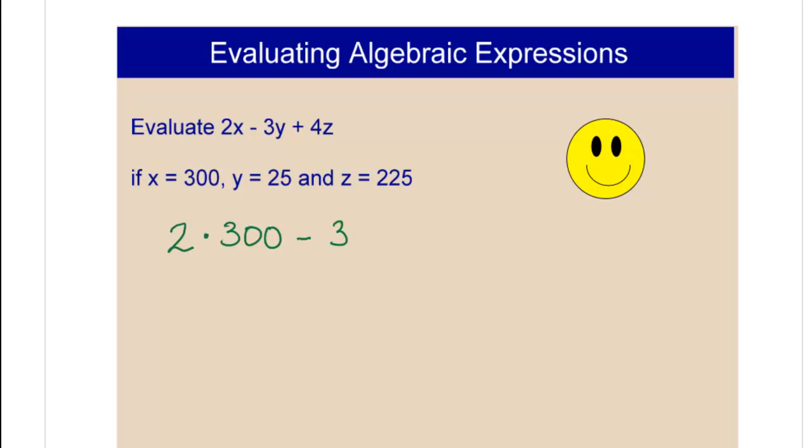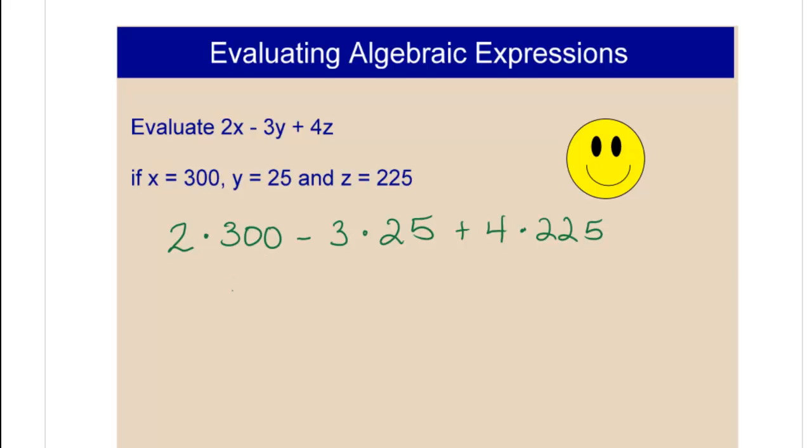Minus 3 times y. Well, we know that y is 25, so I'm going to put 25 in the place of y. Plus 4 times z, and we know that z is 225, so I'm going to put 225 in the place of z. Now I'm going to have to work with my order of operations to complete this problem.